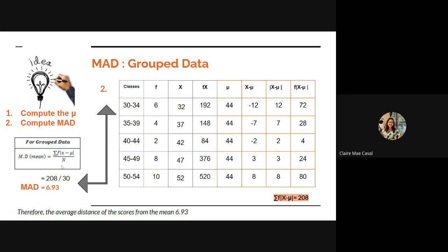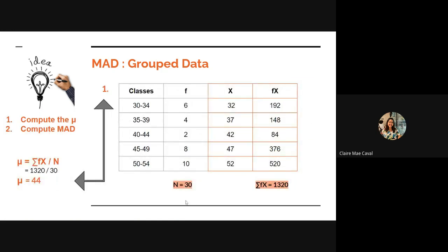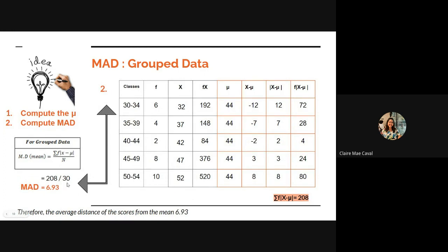Then the denominator is your capital N. Yung capital N dyan class, that is equal to 30. 30 there, 30 here is your population size. That's the total number of your frequency. Ito. So, yung napakita ko earlier, ito. Okay? So, 208 divided by 30, that's mean absolute deviation is equal to 6.93. Therefore, the average distance of the scores from the mean is 6.93. Okay? So, we are already in standard deviation. I hope you understand the range and mean absolute deviation.